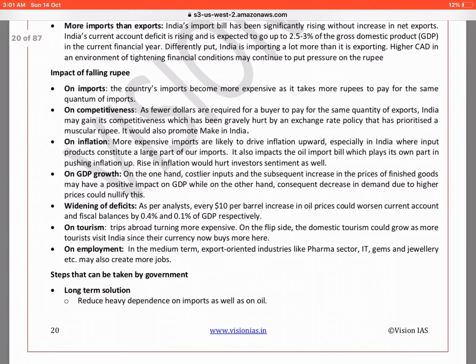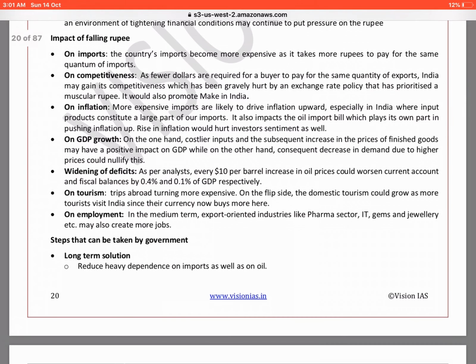So what are the impacts of the falling rupee? If the rupee depreciates, it is beneficial for the exporters and it is not beneficial for the importers. On imports, if the imports are expensive, then definitely inflation will rise. On competitiveness, obviously, since our rupee looks cheaper now, we can definitely compete with other emerging markets like Vietnam and Bangladesh. On inflation, that will rise.